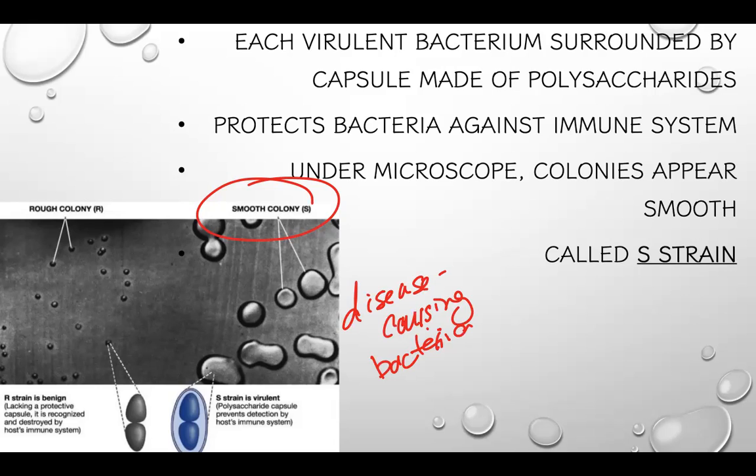Now you can see on the other side, you have the rough colony, or the R strain. They call it benign, meaning it's not disease-causing. And you can see from the caption, it lacks a protective capsule. It is able to be recognized by our immune system, and therefore our immune system can destroy it. The capsule, you can think of it like an invisibility cloak or like a shield around the bacteria. For the S strain, our immune system can't get through it.